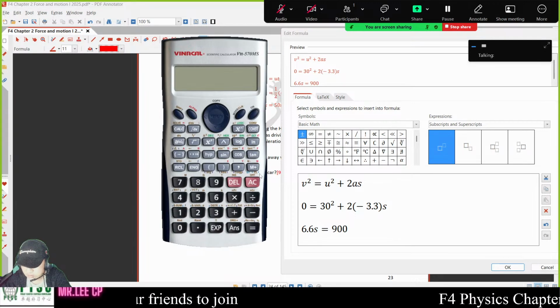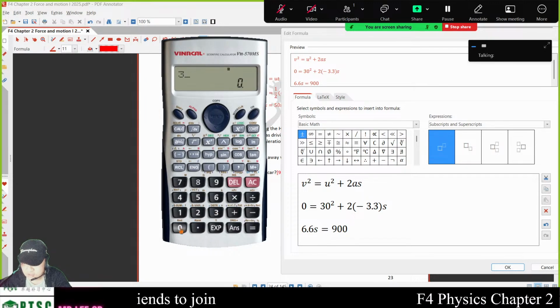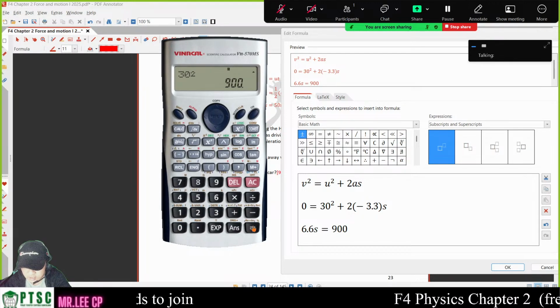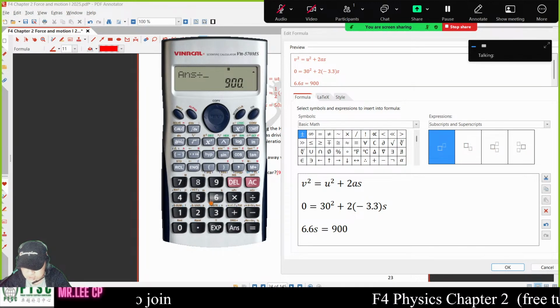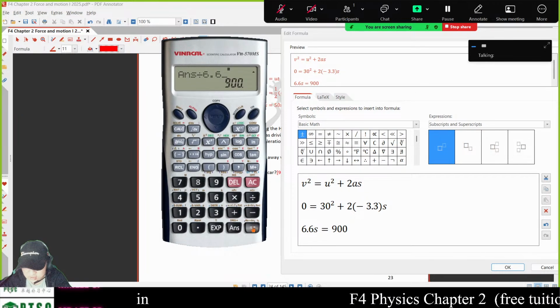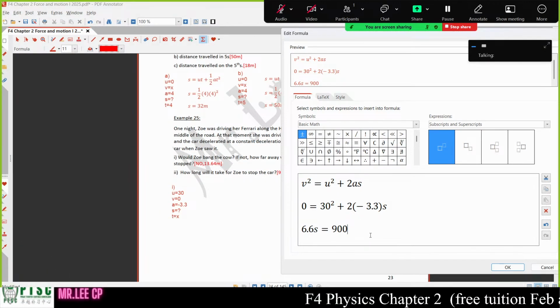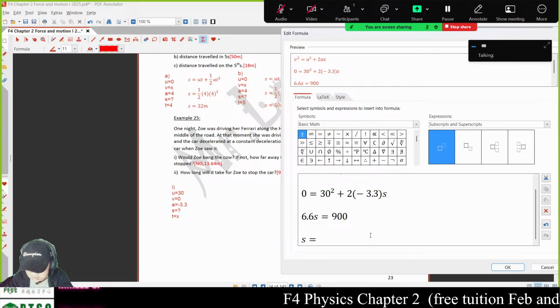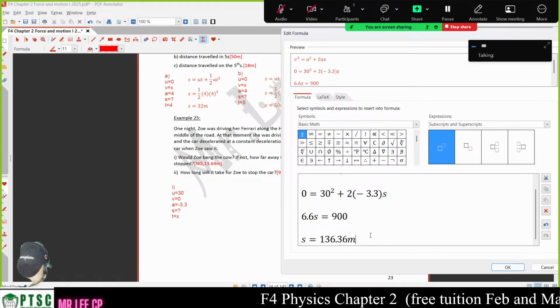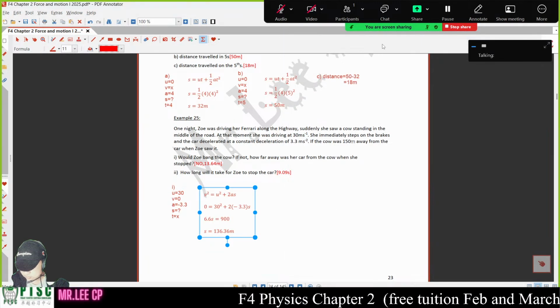So 30 square, 900 divided by 6.6. So you got 136.36. S is equal to 136.36 meter. Okay.